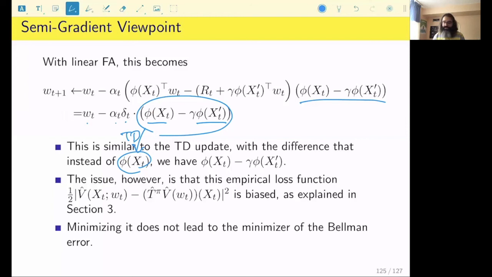But the point that it converges to would not be the minimizer of the Bellman error. So that's the issue with it. That's why we don't often use it. I mean, this is a method, but it has this issue with it.